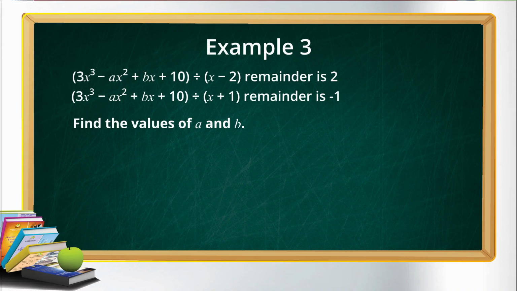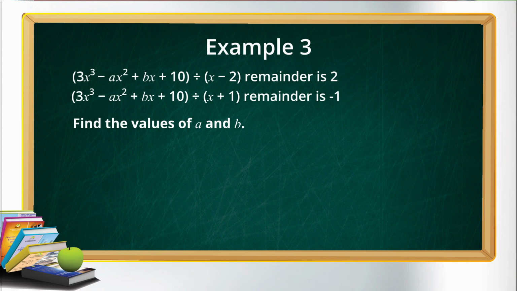If 3x cubed minus ax squared plus bx plus 10 is divided by x minus 2, the remainder is 2. And when it is divided by x plus 1, the remainder is negative 1. This is given. Now the question is: find the values of a and b. I hope you are not bowled over by so many letters in this problem. Just keep calm and stick to the method.